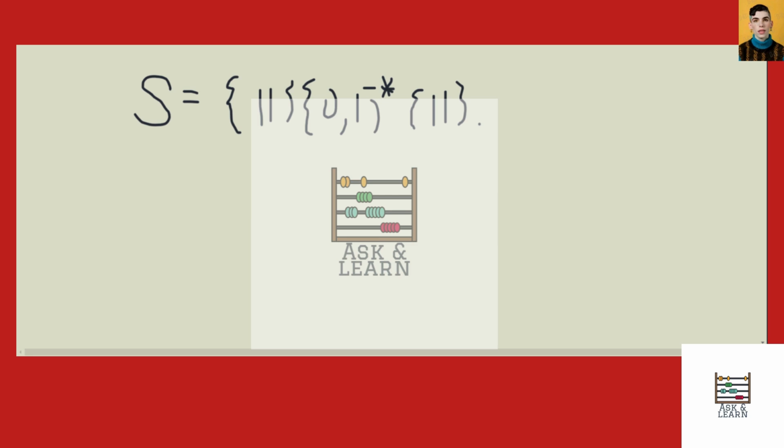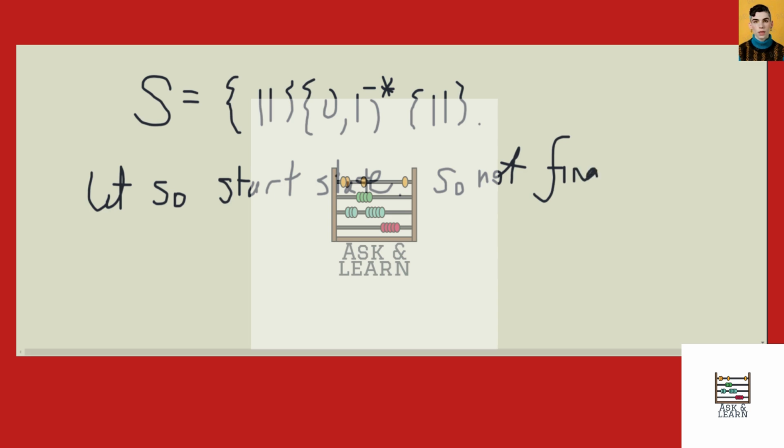Now let S0 be a start state. Now we have the empty string is not in the set S, so it follows that S0 is not a final state. And let's consider several other states. So we have the state S1 represents that the first digit is a 1.